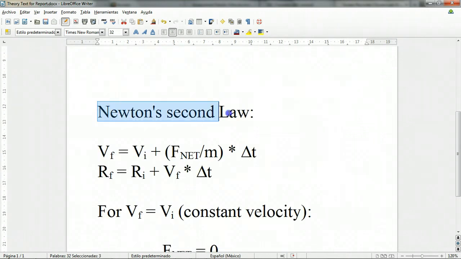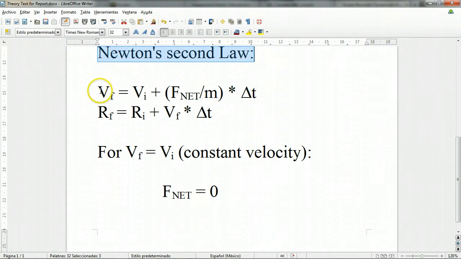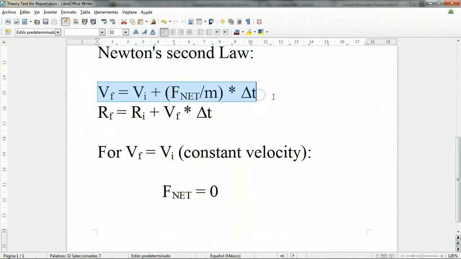Well, from Newton's second law, we have that our final velocity is defined by this expression. Our final position is defined by this one, where v sub i is our initial velocity, F net is the net force acting on the object of observation, m is the mass of that object, and delta t is the change in time, and of course r sub i is our initial position.